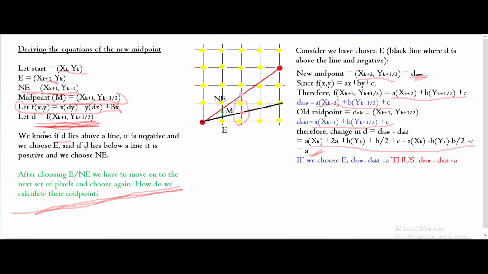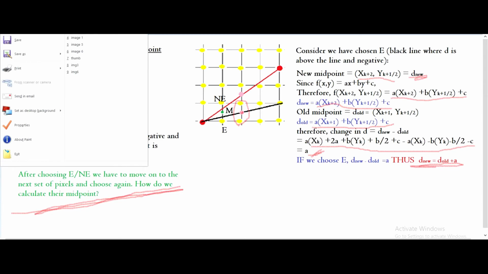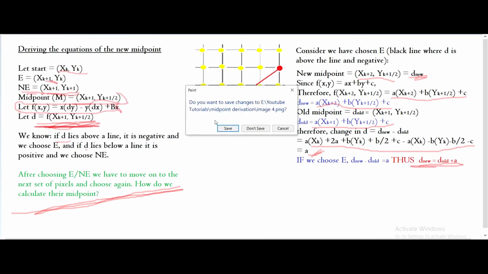Okay, so the entire point of all of this was getting a new value for the midpoint, and we've derived that the new value is equal to the old value plus A. And we'll understand what A is later. So for now you've understood up to this much. Now we will move on. So let's go to page 5.